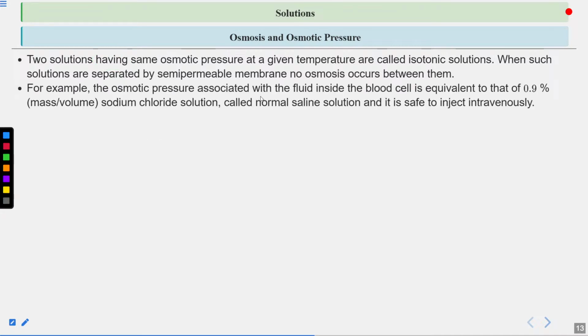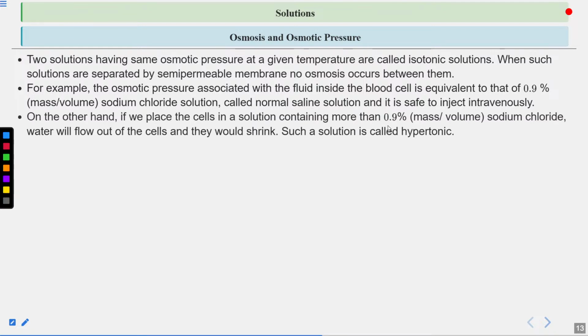For example, if you take two compartments, in the first you are filling the blood, which is equivalent to that of the 0.9% sodium chloride solution. So in one side you keep the blood cells, on the other side you keep the 0.9% sodium chloride solution. Then you will see that there is no net flow because both have the same osmotic pressure.